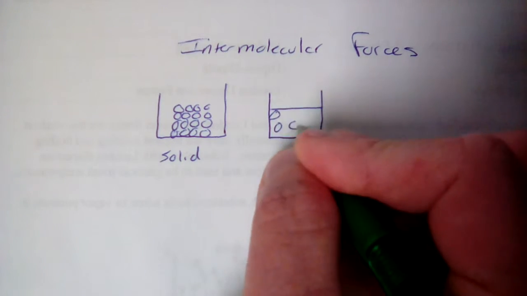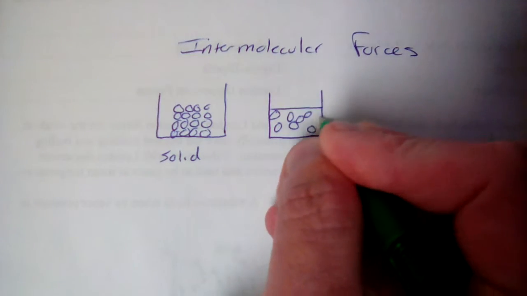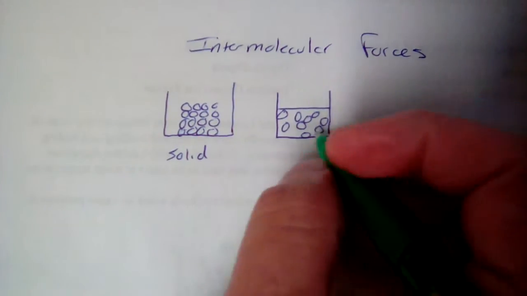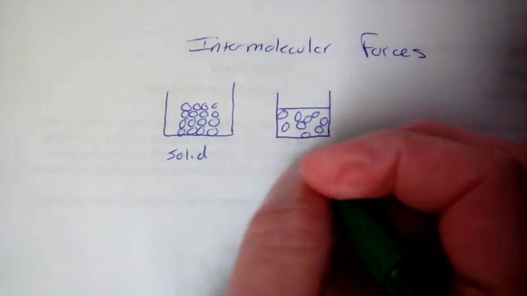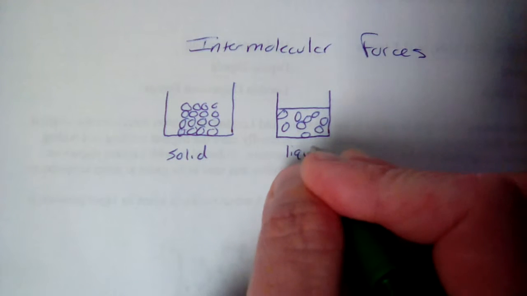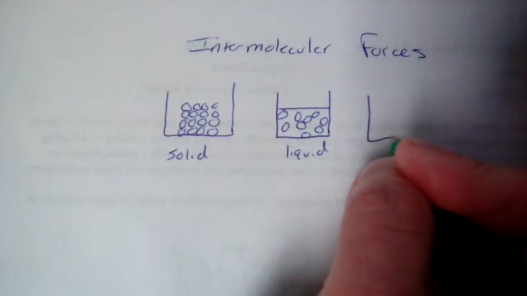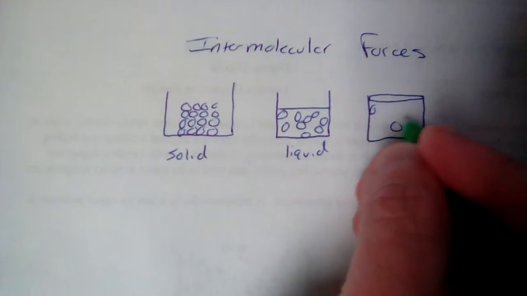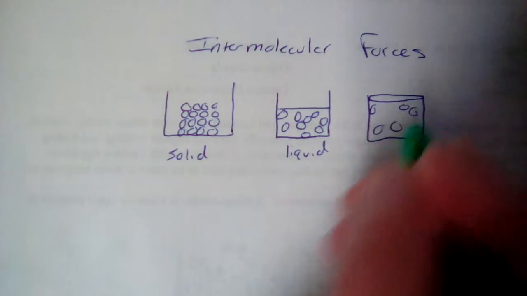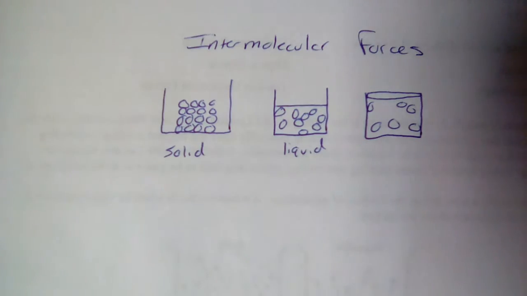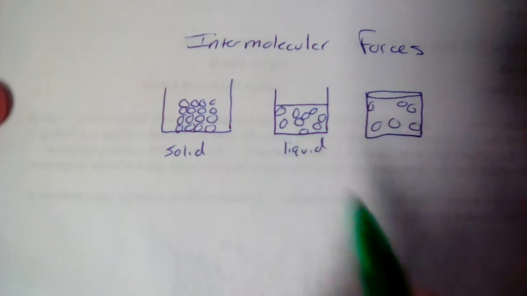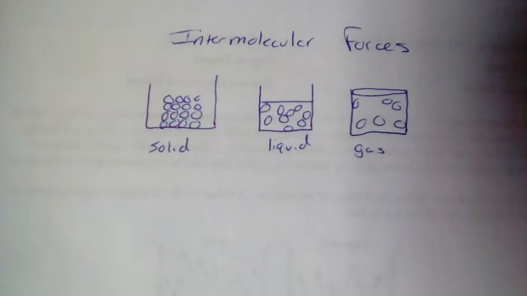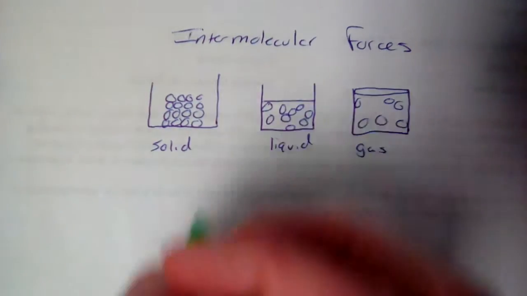In liquids, the particles are further apart, a little more space between them, and they're kind of random. We don't have the rows and columns anymore. In a gas, we have to put a container with a lid on top so they don't get out. They're the furthest apart. Again, all random, scattered throughout the container this time, not just down in the liquid. Intermolecular forces help us understand the behaviors here and what's going on in these substances.